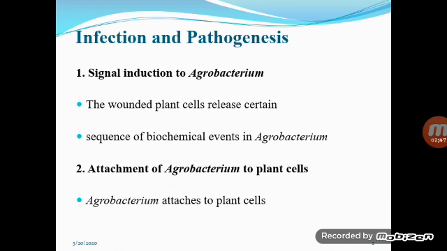After the first step, which is signal induction to Agrobacterium, the second step is attachment of Agrobacterium to plant cells. Agrobacterium attaches to the plant cell through polysaccharides, particularly cellulose fibers produced by the bacterium. Several chromosomal virulence genes responsible for attachment of bacterial cells to plant cells have been identified.